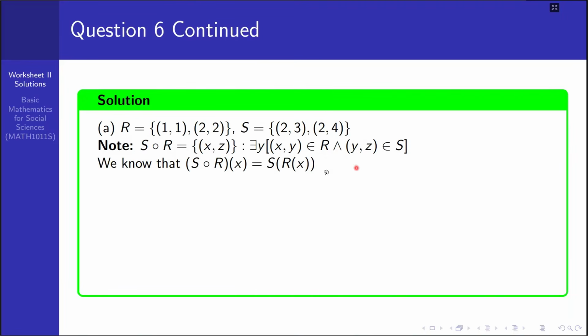The second is, in component-wise form, S composed of R of x means S of R of x. That means first R takes x to some place. Then from the image of this one, that is x under R, we can find the image of this one, that is simply the image under S.